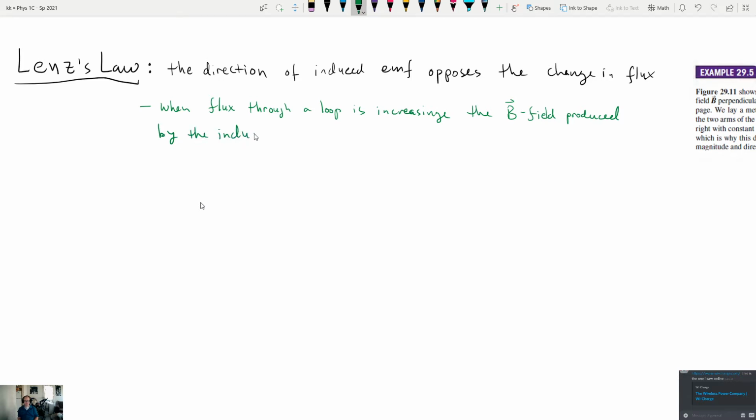So is the direction like high to low voltage? Kind of. I mean, I think about it in terms of the direction of the field, the magnetic field.